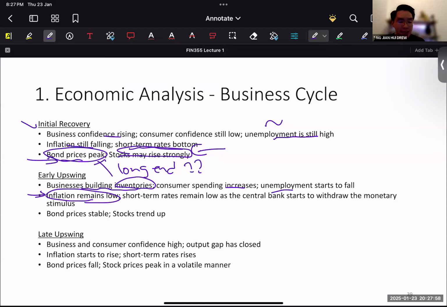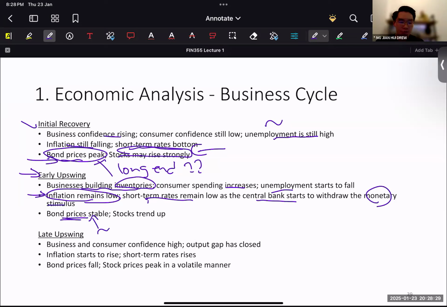But some may argue that it is actually at the early upswing because inflation has now, or the new R star, they call it R star, meaning the sustainable inflation rate, has now increased. So maybe this is the lowest we can go. Who knows, right? Short-term rate remains low. Central bank starts withdrawing any of the monetary stimulus. Bond price is stable. Debatable.